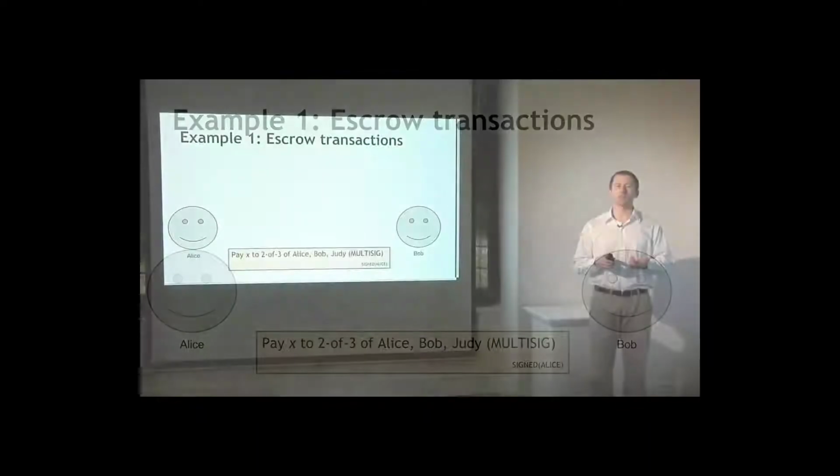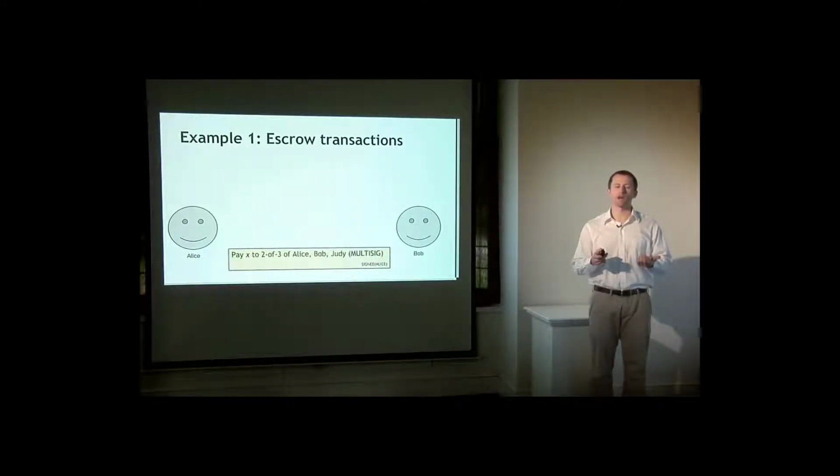So Alice will create this transaction for the desired amount with that 2 out of 3 multisig between Alice, Bob, and Judy. Alice signs the transaction, redeeming some coins that she owns, and this will get published in the blockchain. So at this point, these coins are held in escrow between Alice, Bob, and Judy, and any 2 of them can specify where the coin should go.